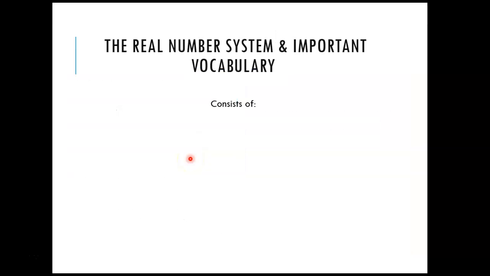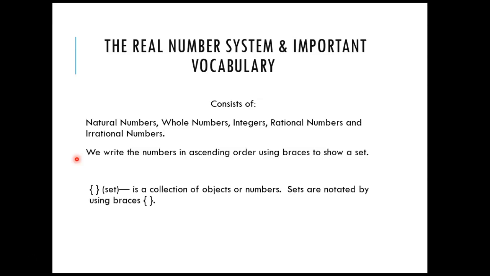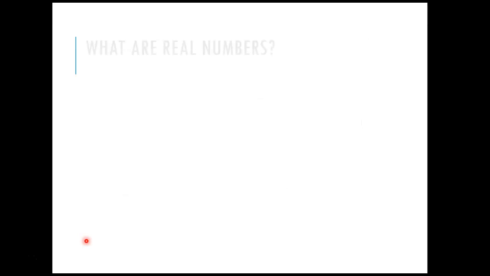So let's review what you learned last year about the real number system and some essential vocabulary. It consisted of natural numbers, whole numbers, integers, rational numbers, and today I am including irrational numbers. We write the numbers in ascending order using braces to show a set. Remember, a set is a collection of objects or numbers. Sets are noted by using braces. And remember, a Venn diagram is a diagram consisting of circles or squares to show relationships of a set of data.